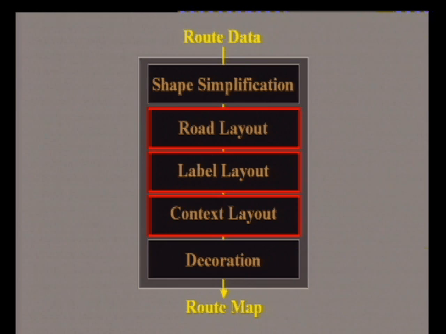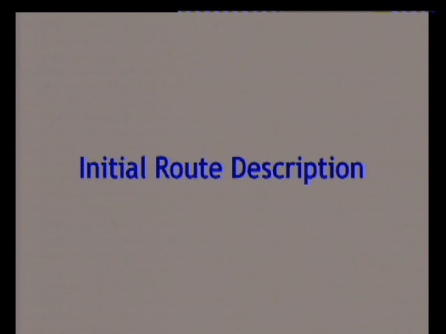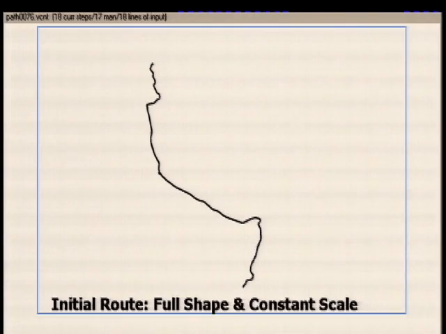LineDrive is composed of 5 independent stages. We show a route as it is processed through each stage. The route enters the system as a sequence of roads, each specified as a piecewise linear curve. This is the initial route scaled to fit the screen.